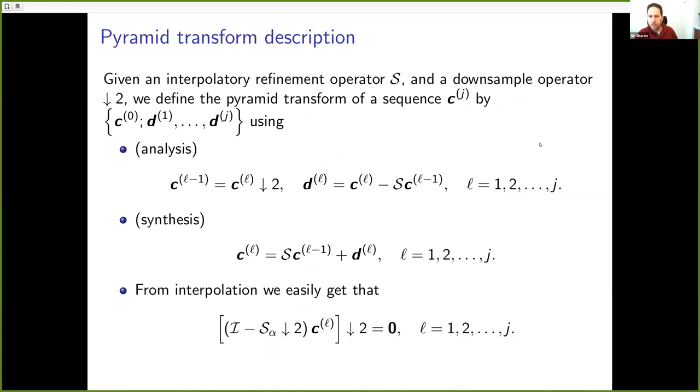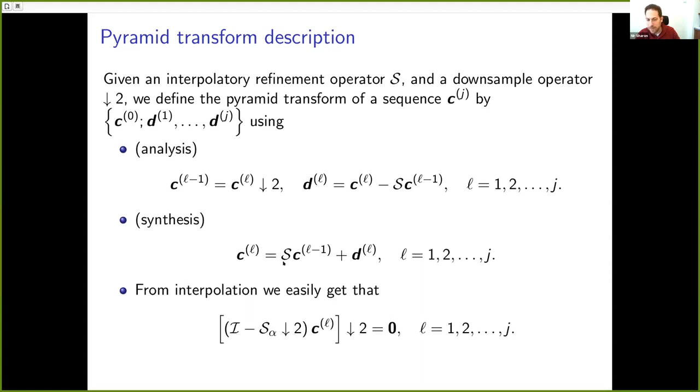So this is how it looks in a more rigorous form. Basically, you can think about this pyramid transform as looking at the sequence at some high resolution, J, and then you look at a very low resolution, C0. This is the very low level, very downsampled version of the signal. And then the details that together define the original sequence in full. Okay, so this is how you downsample, and then this is how you construct the details. This is the analysis, and the synthesis is using the subdivision operator. So all you need here is an interpolation operator and a very naive downsampling operator.